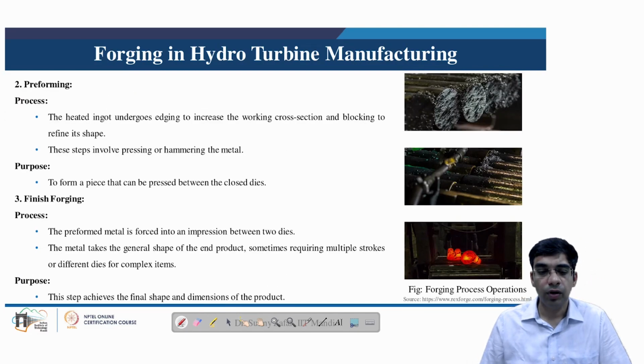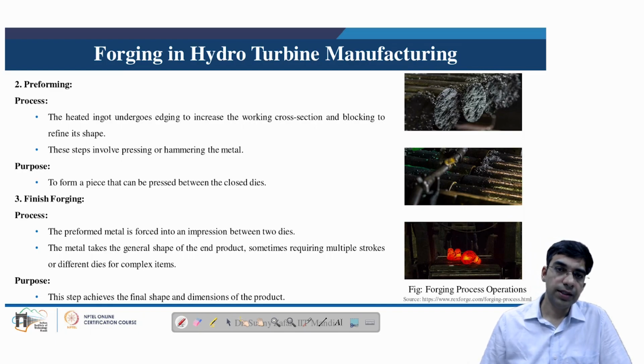The second step of forging in hydro turbine manufacturing involves pre-forming. In this process, the heated ingot undergoes edging to increase the working cross-section area and blocking to refine its shape. These steps involve pressing or hammering the metal. The purpose is to form a piece that can be pressed between closed dies.